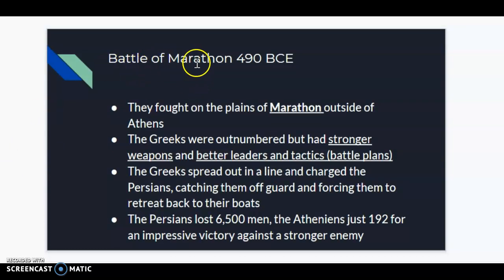And at the Battle of Marathon, a pinnacle moment in Western civilization and in Greek ancient history, the Battle of Marathon in 490 BCE, the Athenians and their 11,000 men, and the Persians and their 15,000 men, fight on the flat plains of Marathon, a little ways outside of the city-state of Athens.